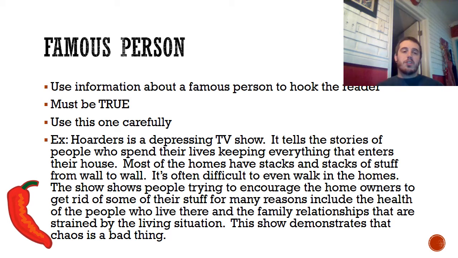So for a famous person, you use information about a famous person to hook the reader in, to get their attention, and then they want to know more about it because they either like or dislike that famous person. Okay? It must be true, just like the statistic, and you make sure you use this one carefully. And it doesn't necessarily have to be someone really famous. It could be something, for example, in this example, it's about a TV show.